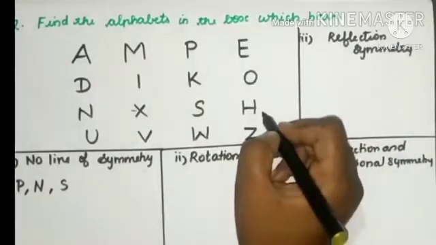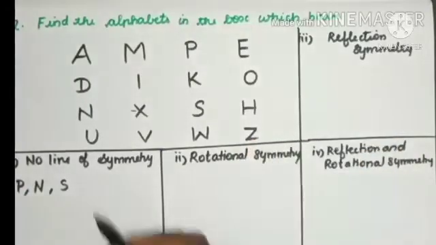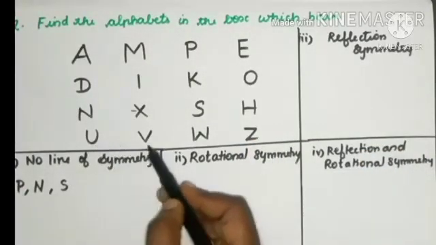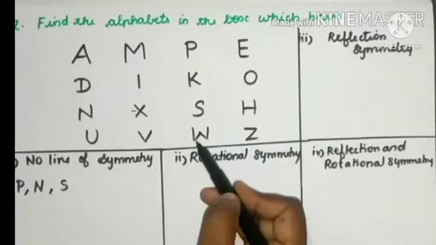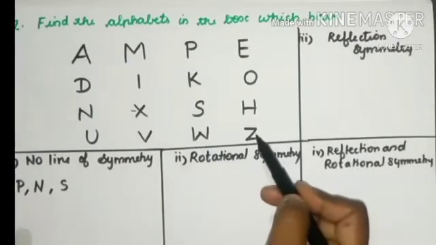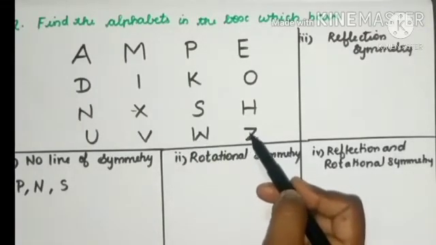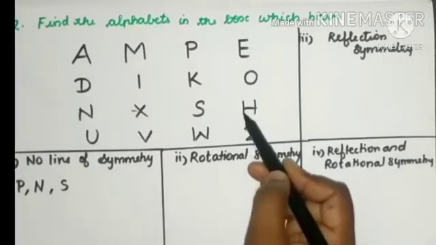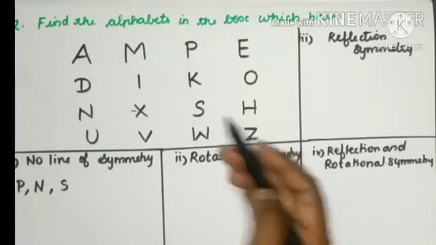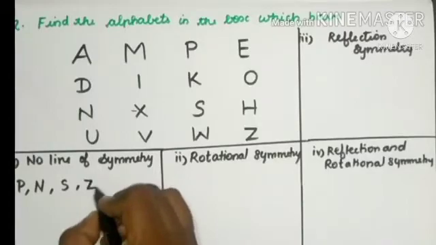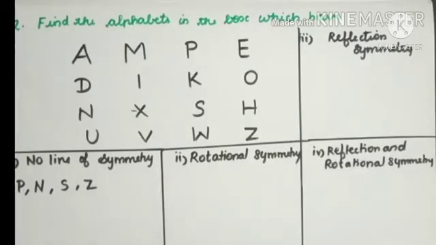And for the letter H, it divides into two equal parts. And for the letters U, V, W, it divides into two equal parts. And the letter Z, it is not divided into two equal parts. So, the letter Z has no line of symmetry.